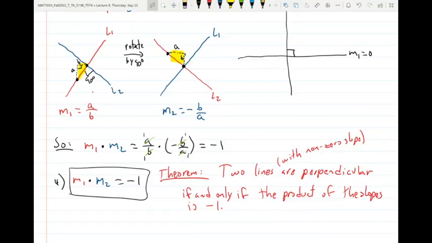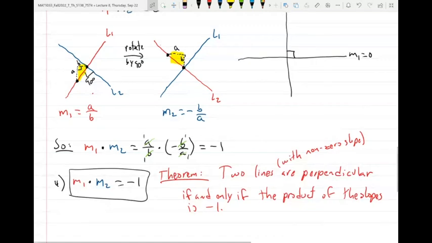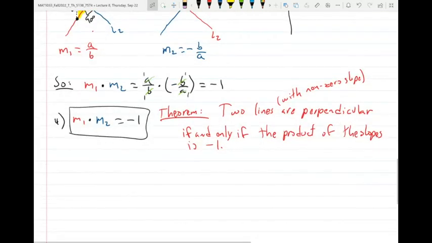So if I saw a perpendicular line in my homework, I would know the product of the slopes is -1. If that was a question, I would know immediately. Of course, because that's the characterization.